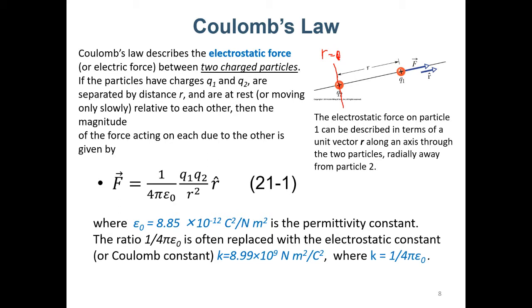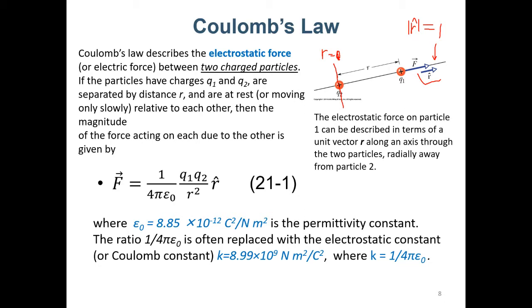For the force acting on Q1, you have r equals 0 counted at here. And the magnitude of r is, of course, the distance between Q1 and Q2. And the direction is from Q2 to Q1. So this is the unit vector of r. And of course, we call it a unit vector because its magnitude is 1.